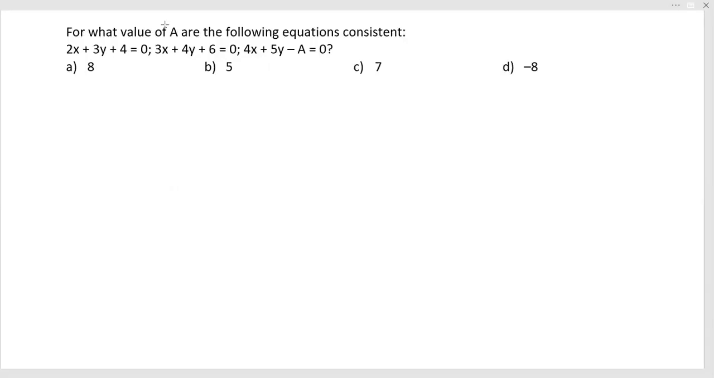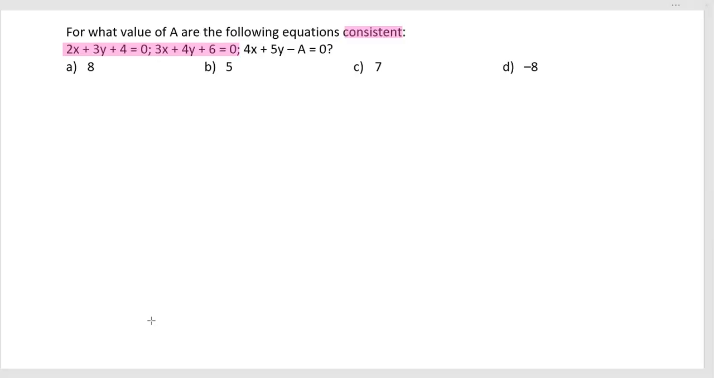For what value of a are the following equations consistent? To get the consistency, we need to find that there are two equations, first equation and second equation, from where we will be able to solve x and y, and we can get the value of them. These x and y need to satisfy here. If it is satisfying, then it would be consistent.